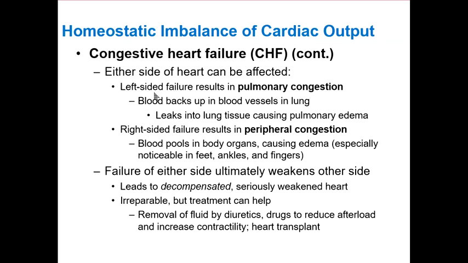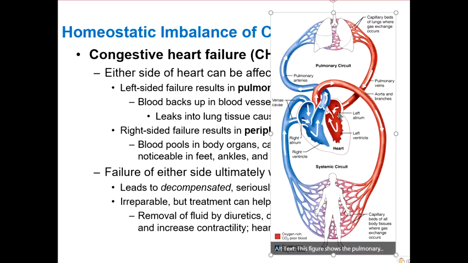So let's take the left side first. That will result in pulmonary congestion. Here's why. If the left side of the heart is failing, well, where is the blood coming from that enters the left side of the heart? If we backtrack, we see, well, it's coming from this pulmonary circuit. So the left side is failing, then fluid is going to build up in the lungs because it can't get pumped out of the left side of the heart efficiently. So this backup of fluid into the lungs would be called pulmonary congestion.